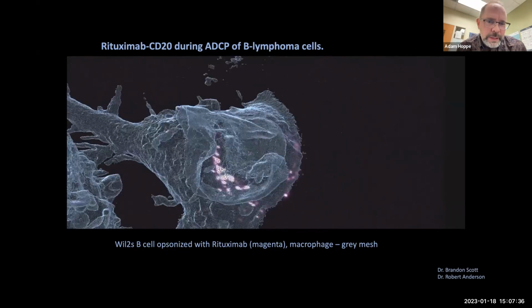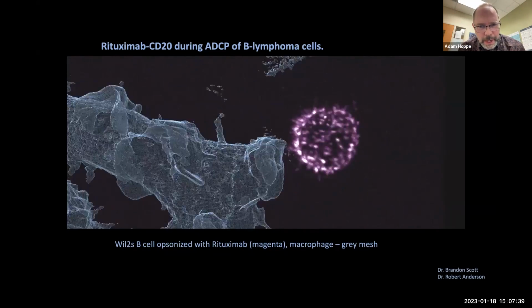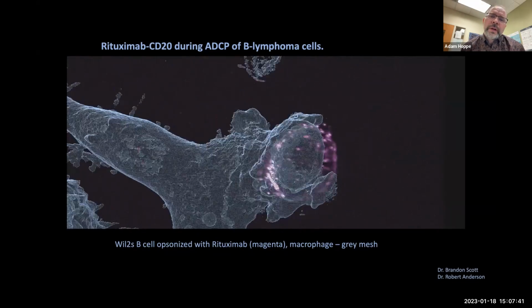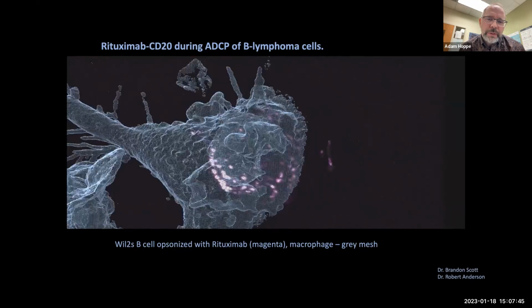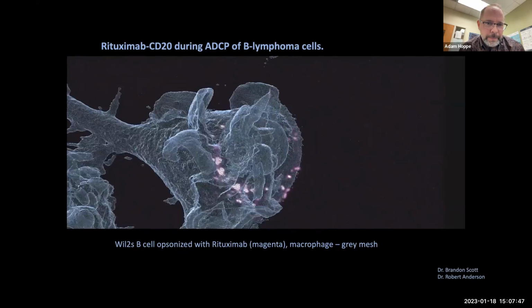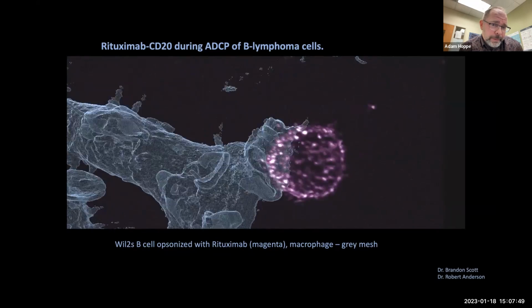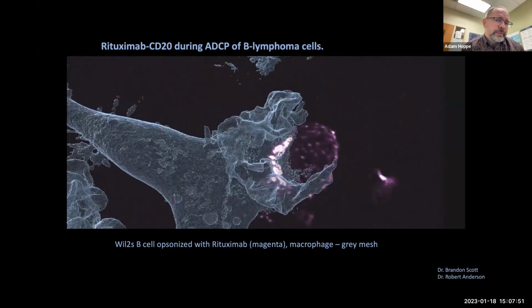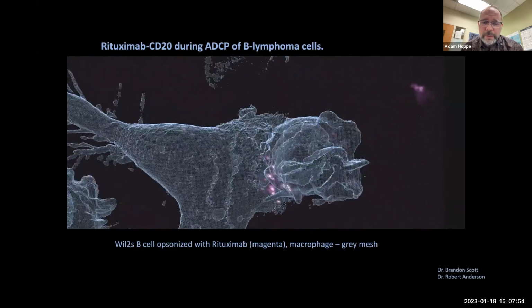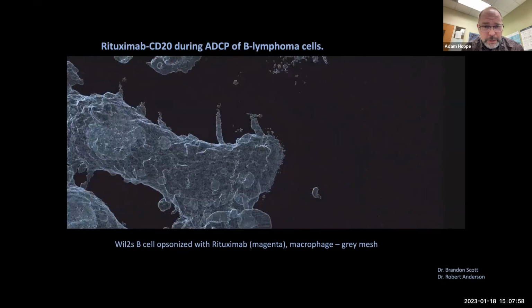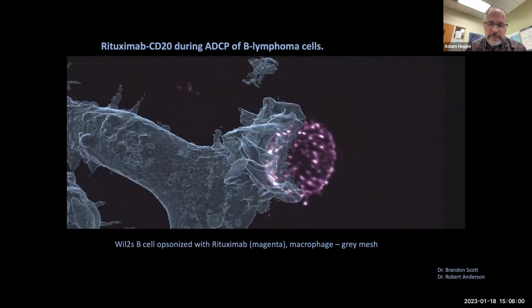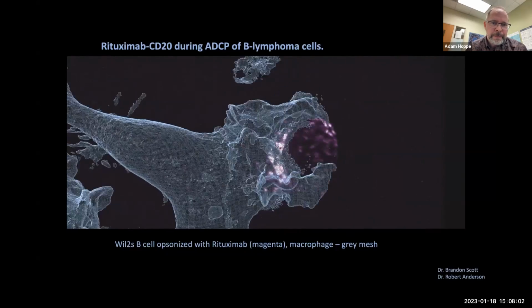And I think the point here is that the clustering and the size of those patches, again, is very important for generating a sufficient signal for this macrophage to engulf and internalize that target cell. And then the second point is that for a free-floating or weakly attached lymphoma cell, we think of phagocytosis or ADCP as being a fairly efficient process for leading to the clearance of those cells.